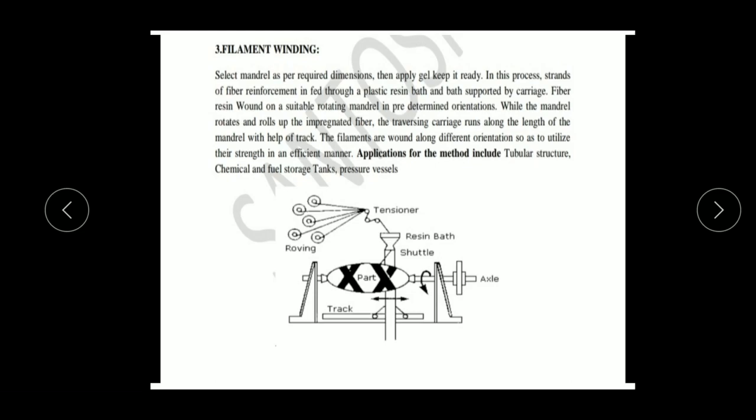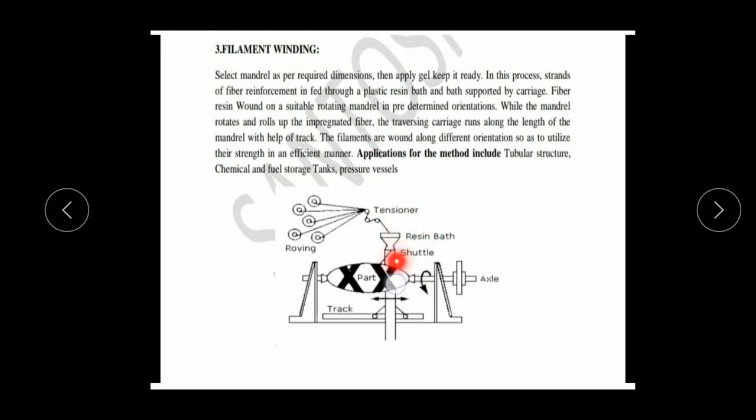And as we can see in the figure, this is the mandrel and this is the track. This track will move to and fro. These are the strands, as I told earlier, and these are the reinforcement materials. Those are continuously fed into the resin bath. The resin bath is a container of epoxy resins. Once these fibers are fed into the resin bath with the help of the tensioner, the resin is applied to the entire polymer fiber.